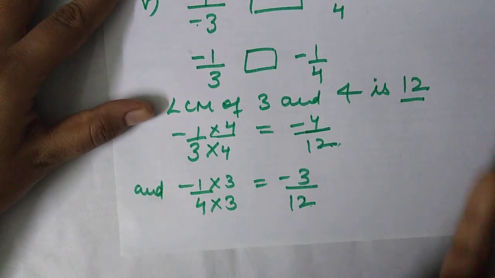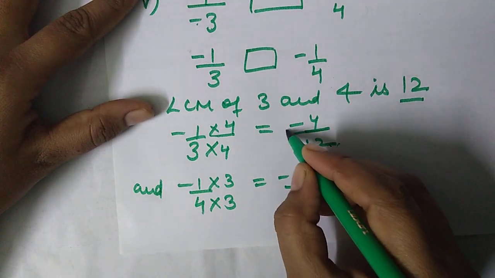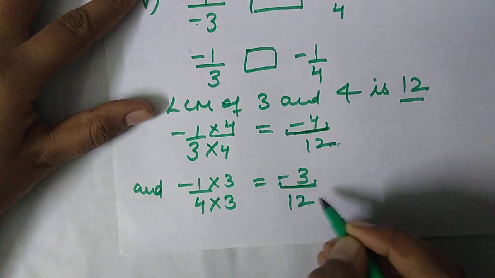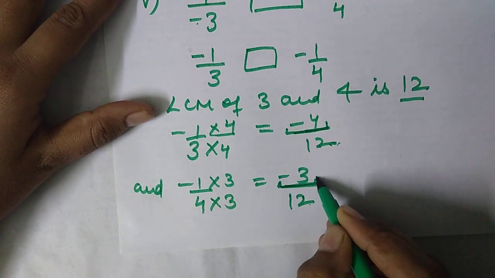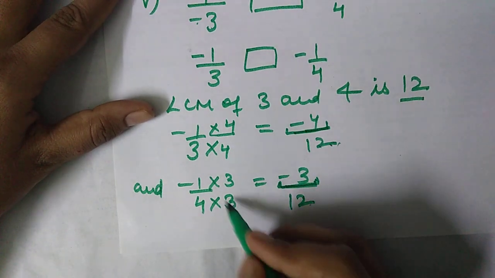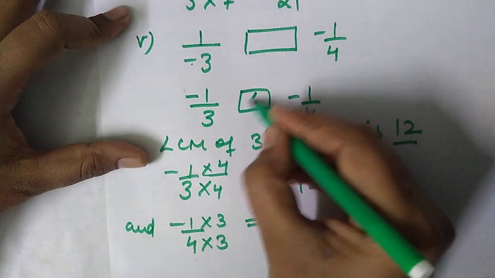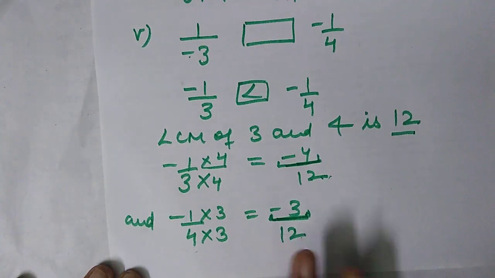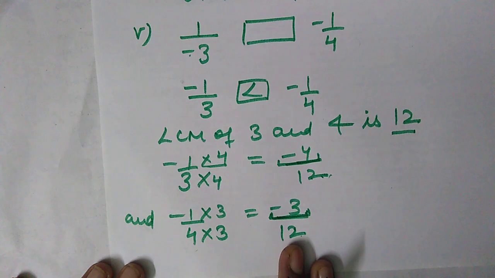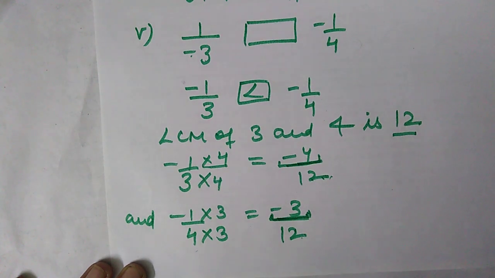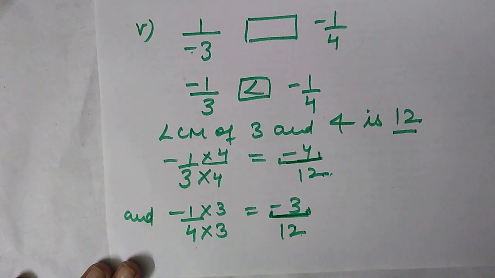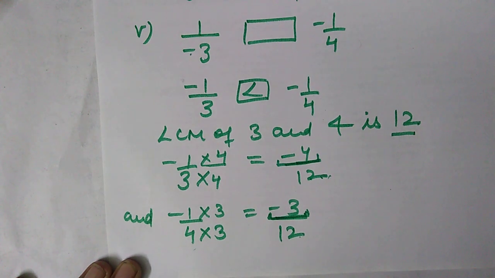Greater the numerator, greater will be the number now. This is minus 4 and this is minus 3. Which one is greater? Minus 3 is greater than minus 4. So minus 1 by 4 is greater. This way you have to compare rational numbers: make the denominator the same and then compare the numerators. So this is your question number 8. I have explained the topic as well as the question.